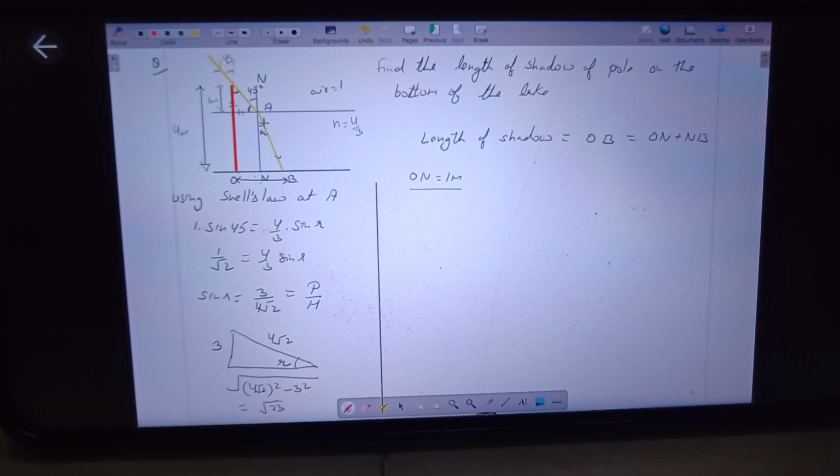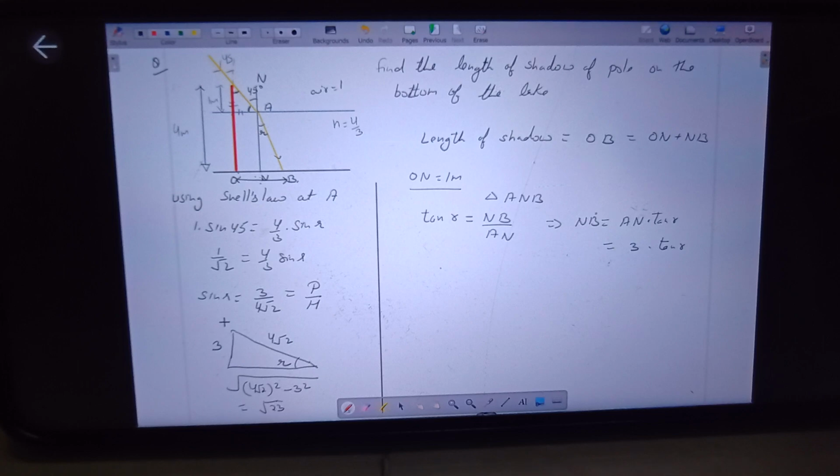To find NB, I know the length of side AN, which is equal to 3 meters, and I need to find NB. And I know the value of R. So if I know these two sides, the trigonometric ratio I should use is tan. Tan of angle R from triangle ANB can be given as perpendicular, that is NB, upon base, that is AN. So I get NB equals AN into tan R, and AN is 3, so NB is 3 into tan R. Now we need to know the tan of angle R. For that I'll refer to the triangle I have drawn from Snell's law. This triangle makes an angle R and we have the values of two sides, so now I can find tan R from this triangle.